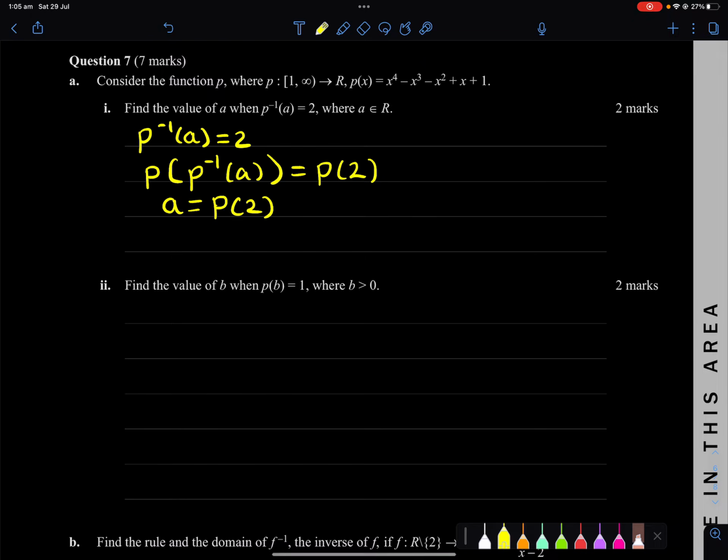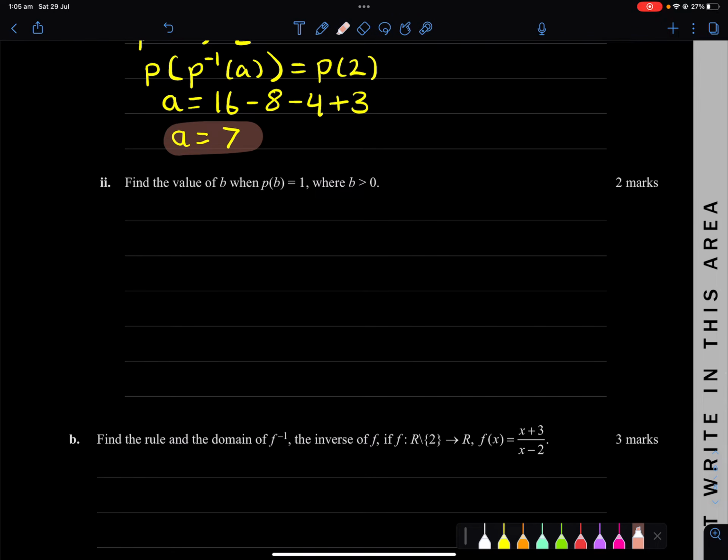So p of 2 is, if I sub that into the function, 16 minus 8 minus 4 plus 3. Therefore, your a value, 16 minus 8 is 8, minus 4 is 4, plus 3 is 7. Okay, that's your value. Next one, find the value of b when p of b equals this.